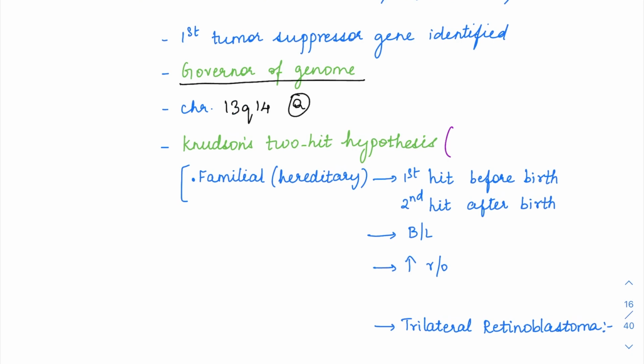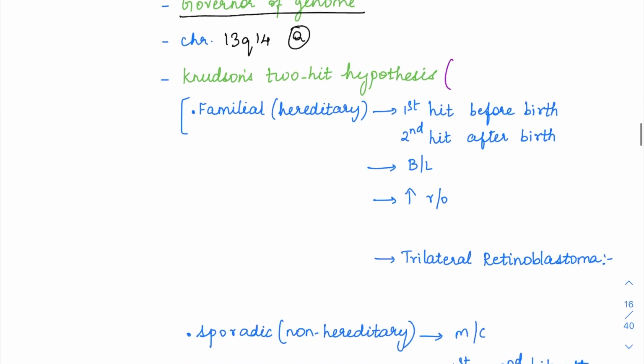So there is something called Knudson's two-hit hypothesis. Knudson's two-hit hypothesis means that the RB gene, being a tumor suppressor gene, must have both of its alleles deleted for the disease to develop. Knudson's hypothesis tells that it is going to be of two types. Retinoblastoma can occur in two different pathways. One is the familial pathway, which is the hereditary pathway, and another one is the sporadic pathway.